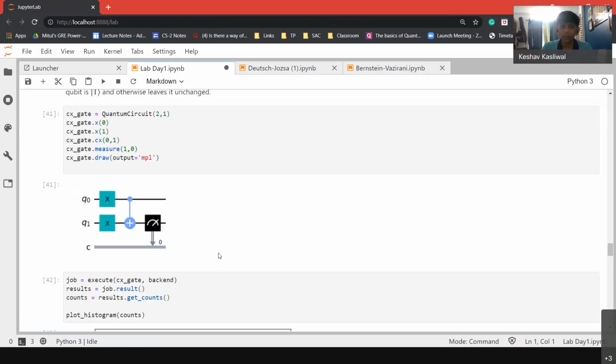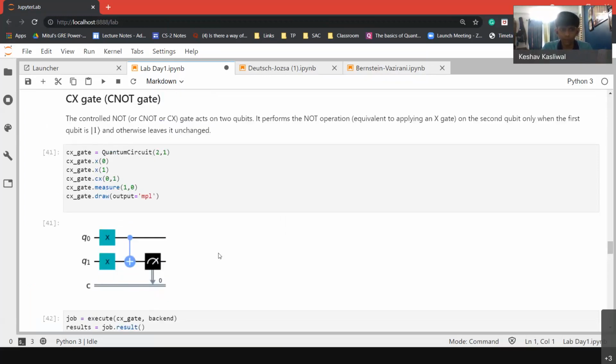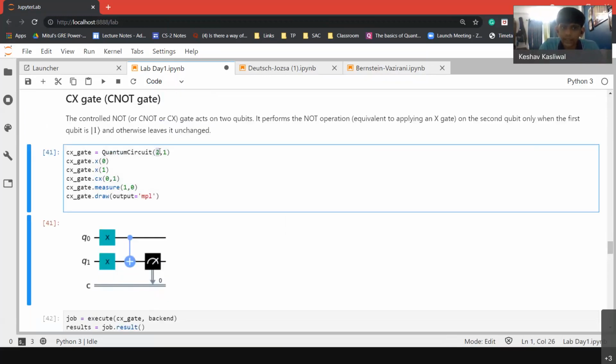So how do we apply these gates? I gave you a brief over here. As I told you, the first input to the quantum circuit function is the quantum bits, because we need 2 quantum bits over here and 1 for the classical bits. Now I'll comment this out as well because this would not be needed. Now, how do we apply a CX gate over here?